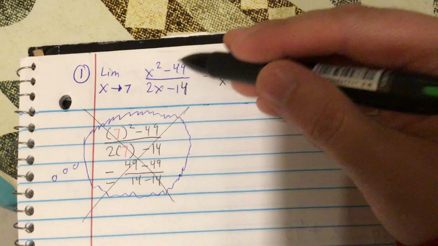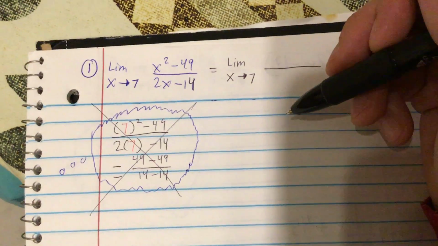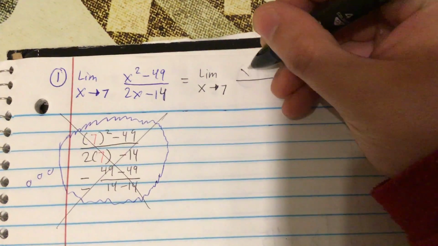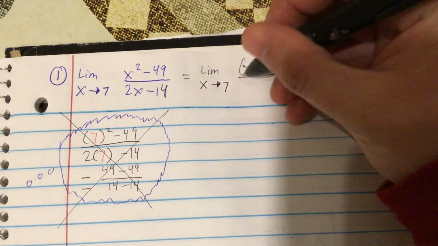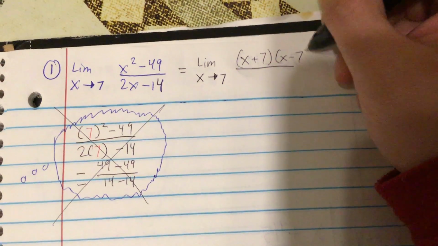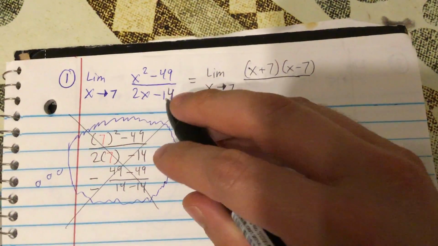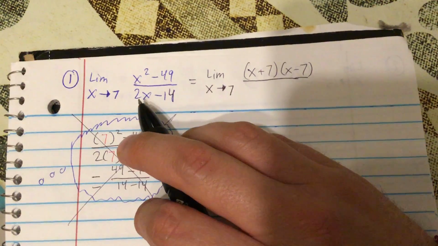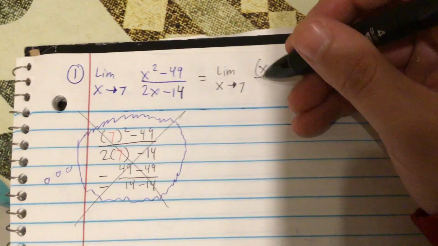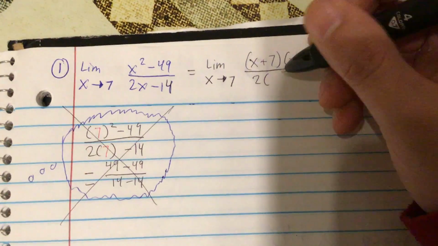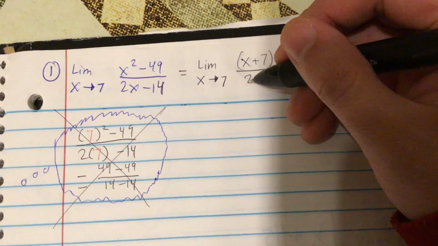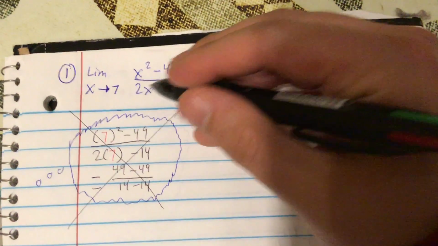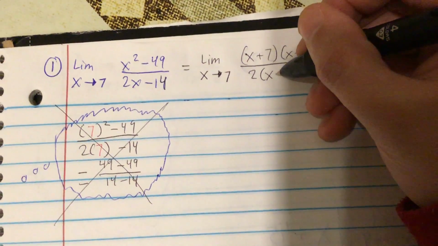So on the top, I've got x squared minus 49. That's the difference of two squares. You know what that means. Straighten the tie. We've got a pair of conjugates: x plus 7, x minus 7. And on the bottom, we've got 2x minus 14. Can I factor that? Oh, yeah. Go back to Algebra 1. I got a GCF of 2. So I'm going to factor out the 2. And that leaves me with 2 times what is 2x? 2 times what is negative 14?